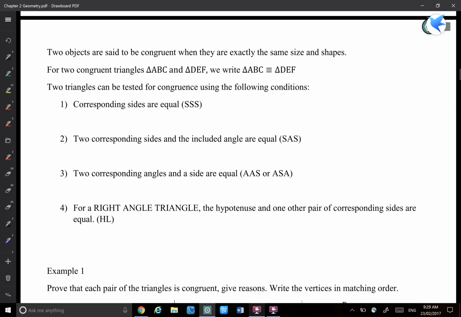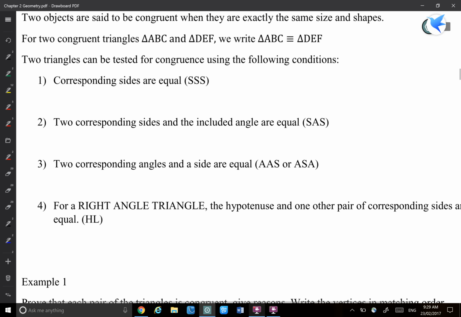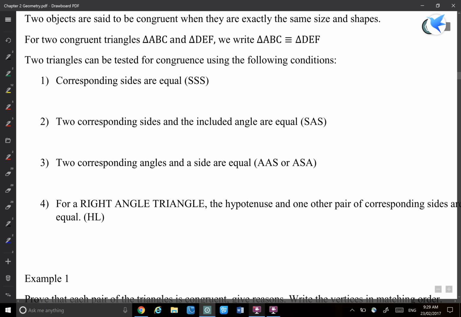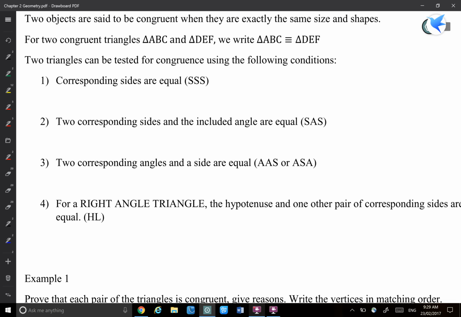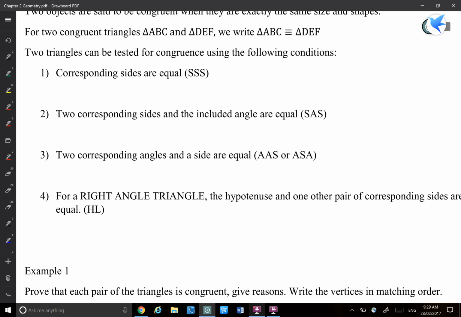The first type is called corresponding sides are equal, SSS. If you know all three sides are equal, you don't need to worry about all the angles. All the sides can prove that the triangle is congruent. Three sides.